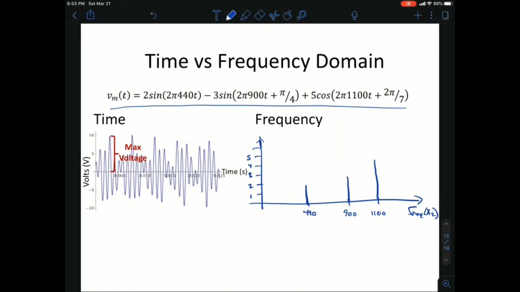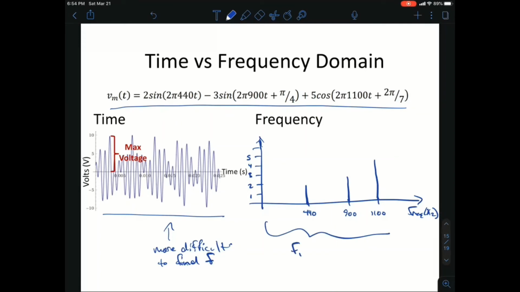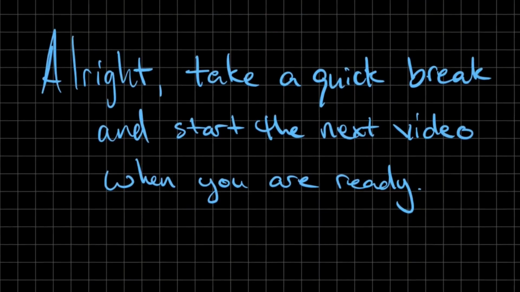And that just gives us all the same information, and it's a lot simpler. It's a lot easier to digest, and you're not trying to figure out what the frequency is from this plot here. So it's going to be a lot more difficult for you to extract the frequency from this plot, so more difficult to find F. And in the frequency plot, we'd actually say that this has 3 frequencies. So it'd have an F sub 1, an F sub 2, and an F sub 3. And we'll talk about that some more as we go on.